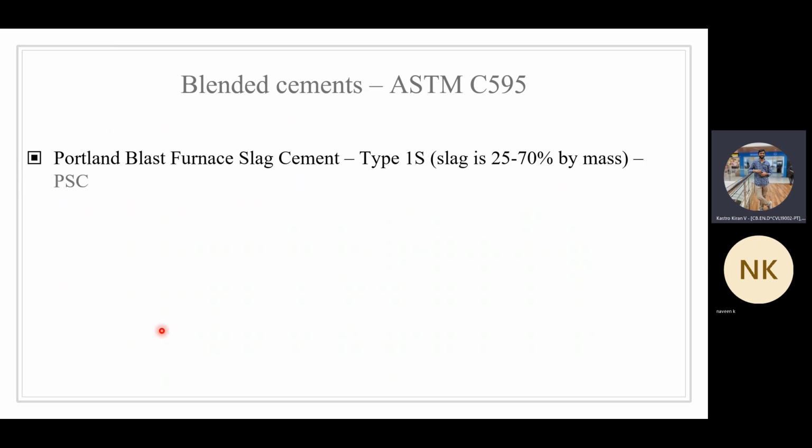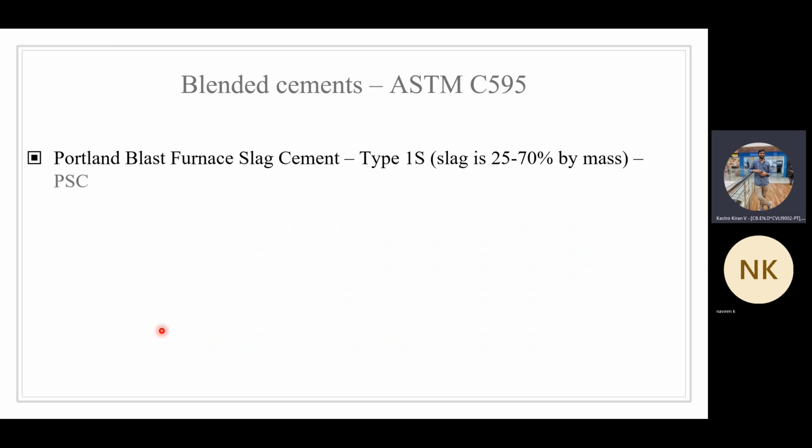Along with ordinary Portland cement, a certain amount of fly ash will be added into the cement. Such kind of cement is called PPC, that is Portland Pozzolana cement. And we have one more type of cement in India, which is called Portland slag cement, where we are going to add a certain amount of slag content into the cement. So that's where we have the different types of cement, and those cements are called blended cements.